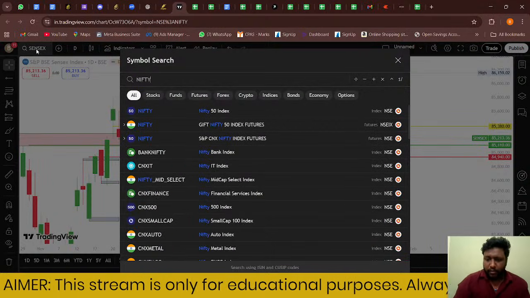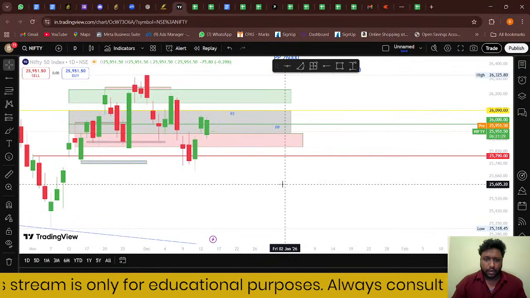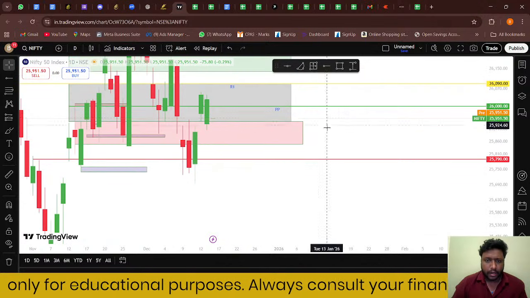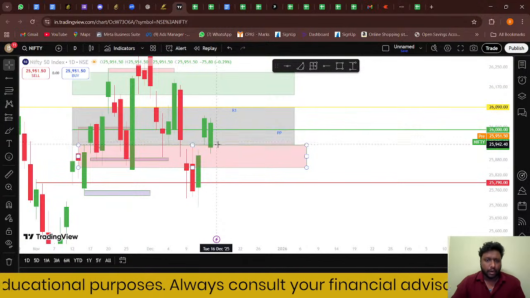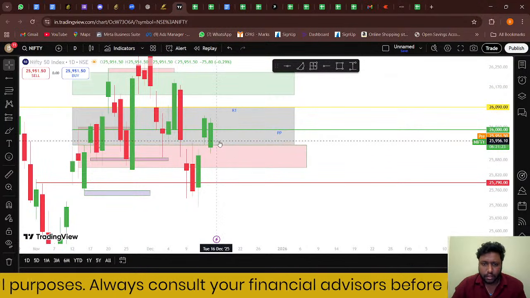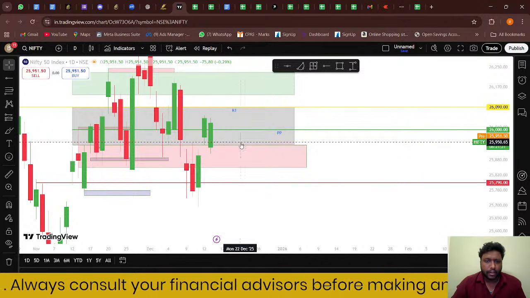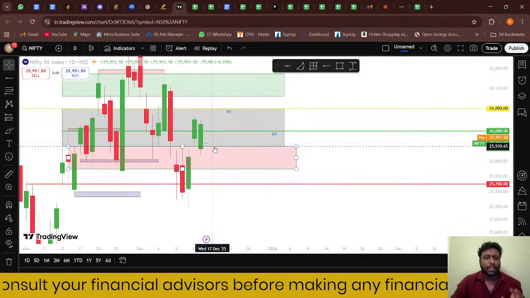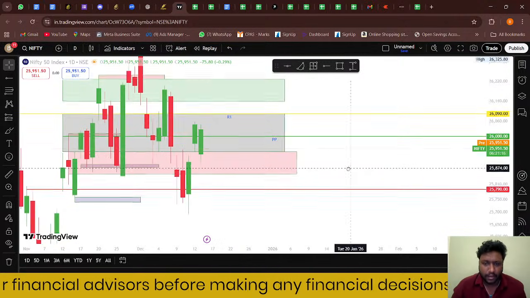So we'll come to Nifty. We might have got our pre-market opening. So pre-market, it is opening below our pivot line. 951 it is opening, so it is opening very near to our support one exactly.